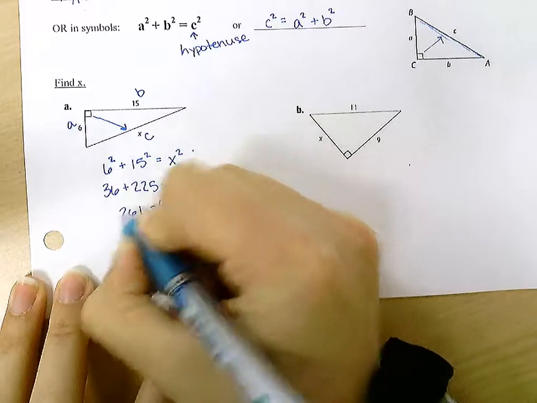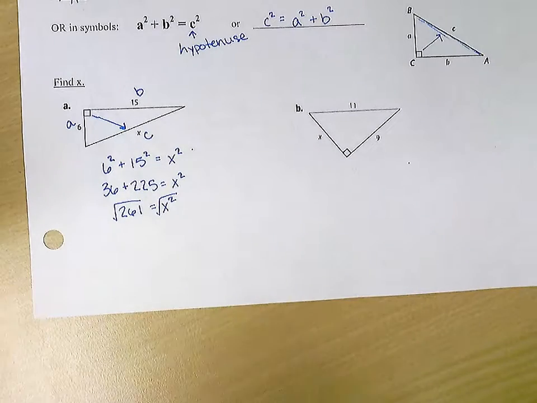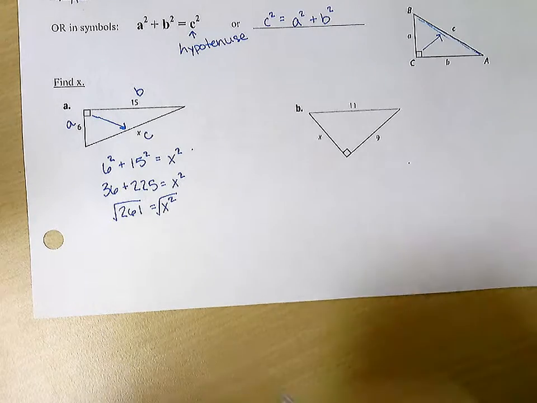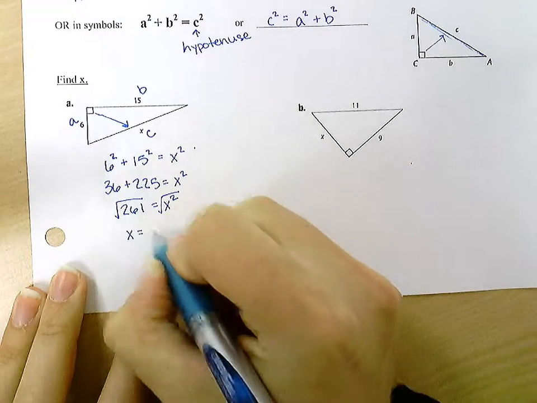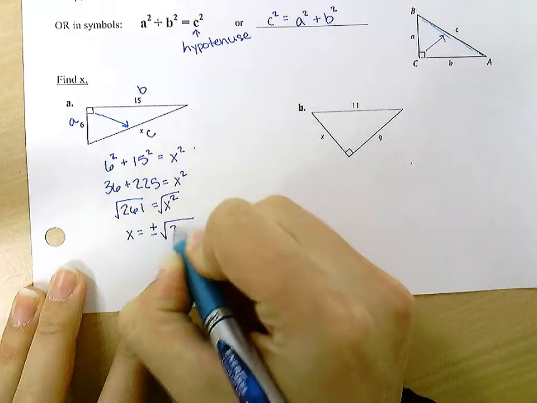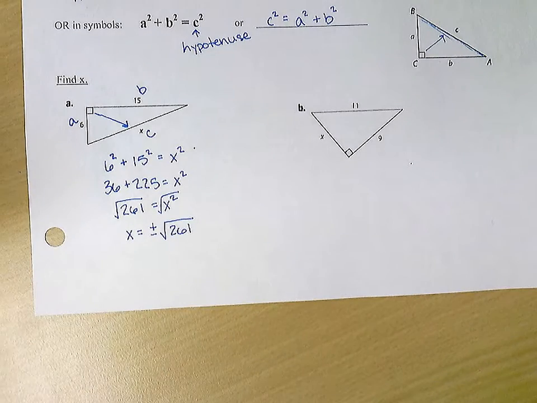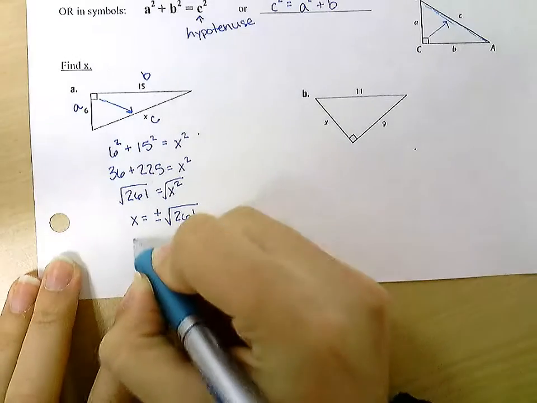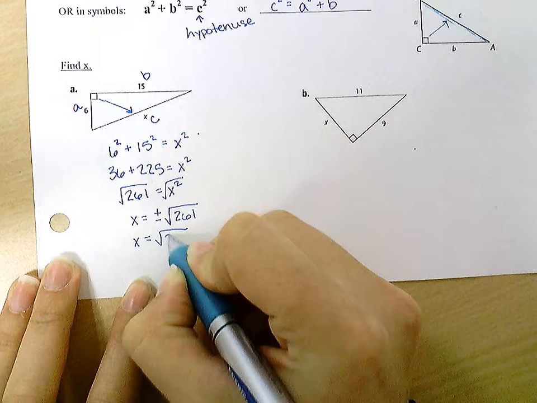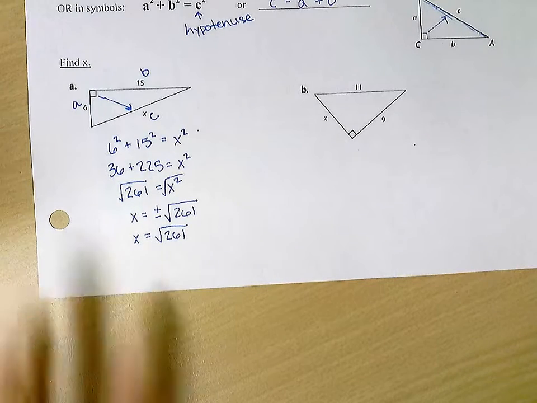Taking the square root of both sides, and keeping in mind when I do that step, you actually end up with x is equal to plus or minus that square root. But since we're looking at the side length of a triangle, your side length can't be negative. So when using the Pythagorean theorem, it's always going to be positive. So we would have x is equal to the square root of 261.